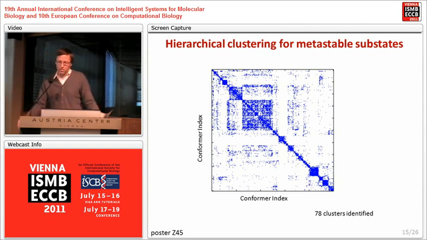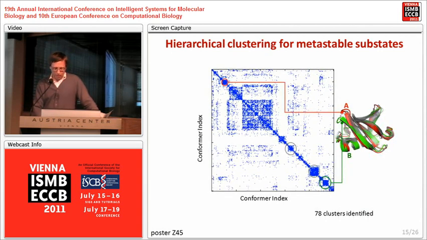And what's nice about this is that there are no user parameters for determining the number of clusters, but there are different resolution levels. So we ended up choosing a hierarchy level where we could manage the subsequent analysis, which is 78 clusters. If you'd like more detail on this clustering, there's a poster also tomorrow, Z45, that uses the same clustering for analyzing cryo-EM maps.